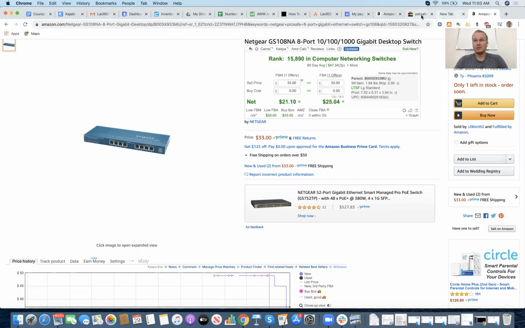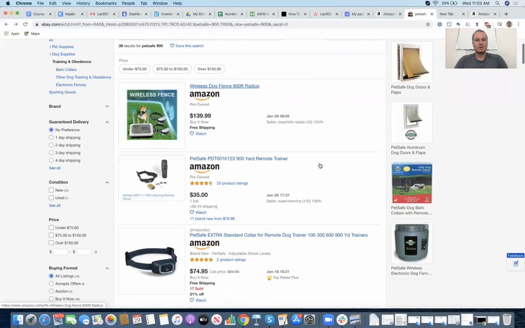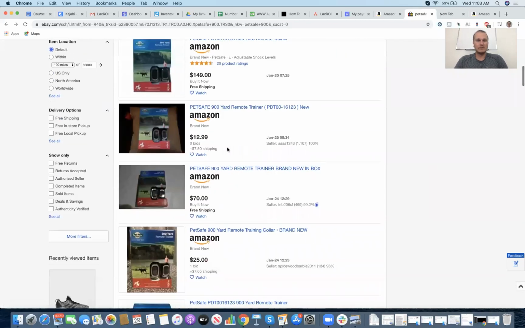So let's jump back to this PetSafe. We'll go to PetSafe 900s. Right now, if you take the PetSafe 900, this one's selling for $12.99, zero bids. This one's selling for $70. This one's selling for $25. So realistically, let's go with this one that we know we can buy for. That's $70 up top. The market's starting to go up now because there's only one other person buying this in terms of that scale. So they're starting to buy a lot of these products up.